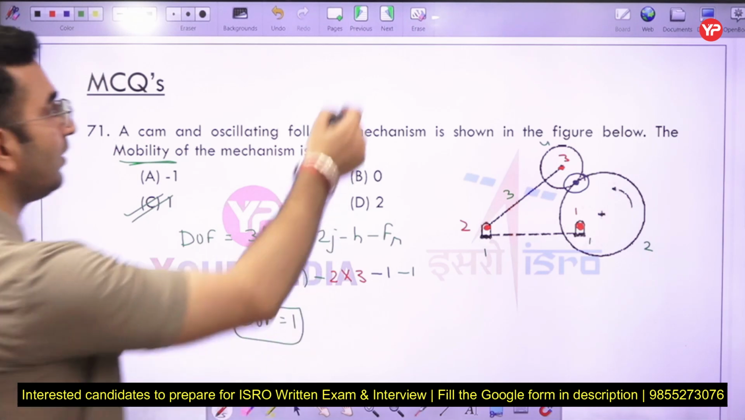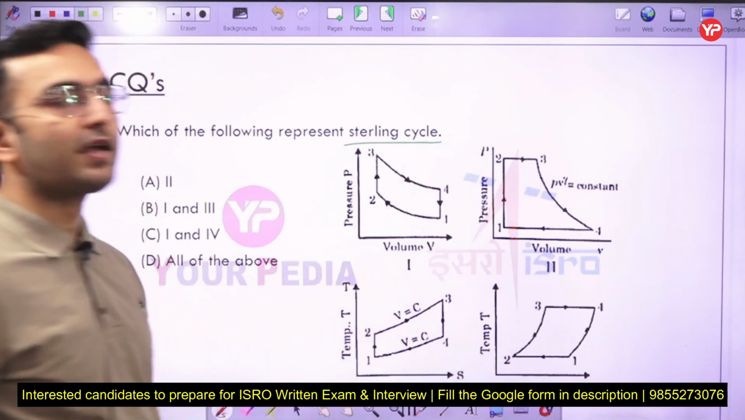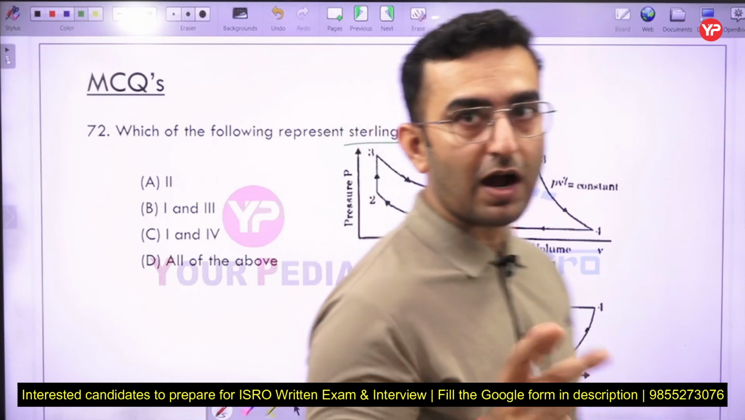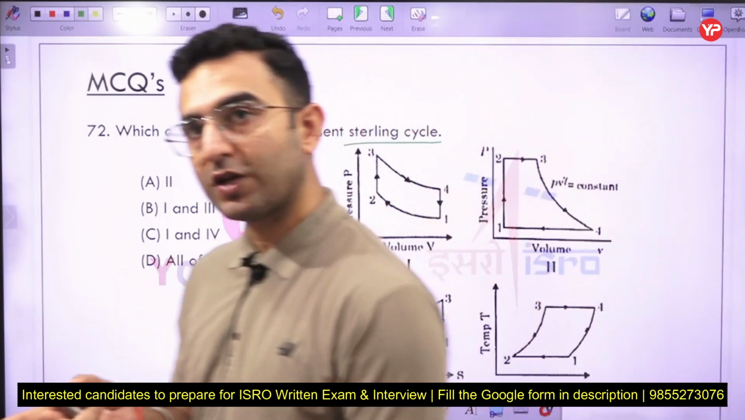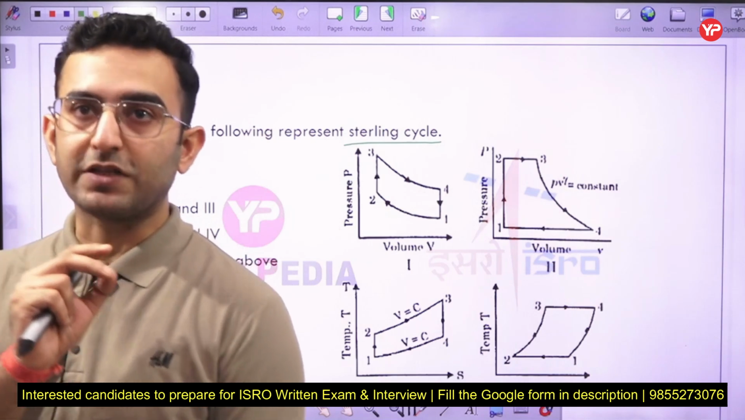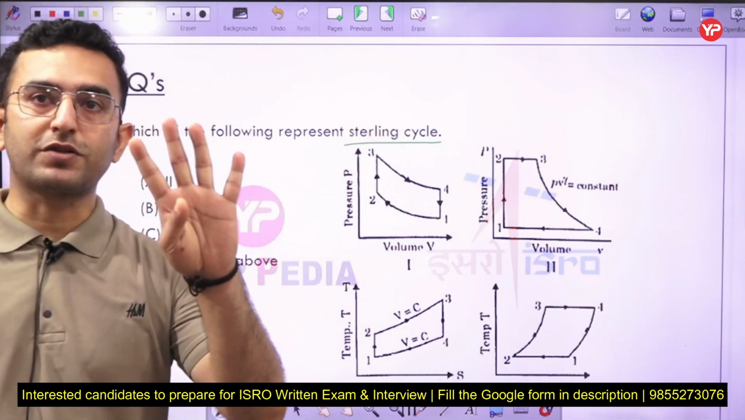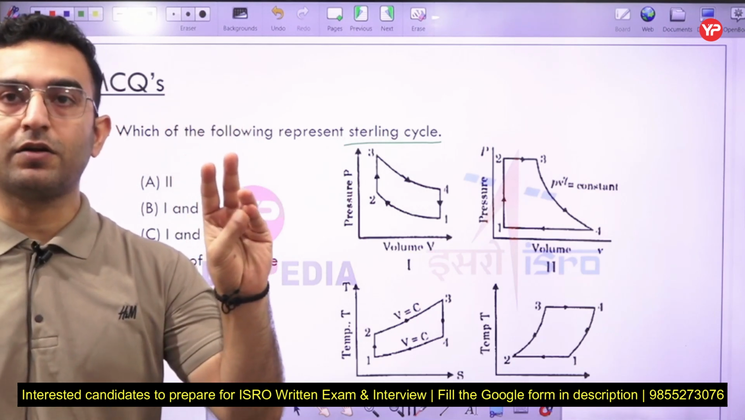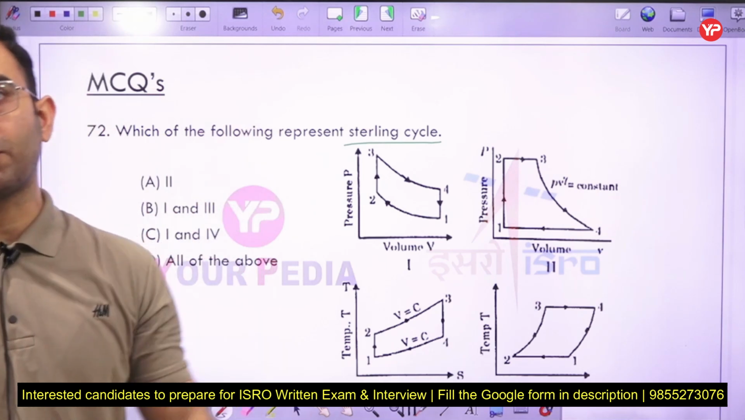Okay. Next question, which of the following represents the Stirling cycle? Basically there are two cycles, the Stirling cycle and the Ericsson cycle. In the case of a Stirling cycle, we have 4 processes: 2 constant volume and 2 isothermal processes. In the case of the Ericsson cycle, you have 2 constant pressure and 2 isothermal processes.